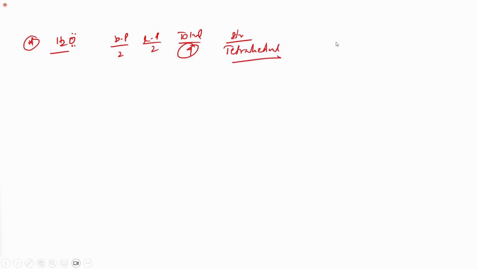So when it is tetrahedral, the geometry will be like that. But due to the lone pair repulsion, when there is repulsion to each other, and also lone pair and bond pair repulsion, and bond pair repulsion is there, due to that the structure will be bent.